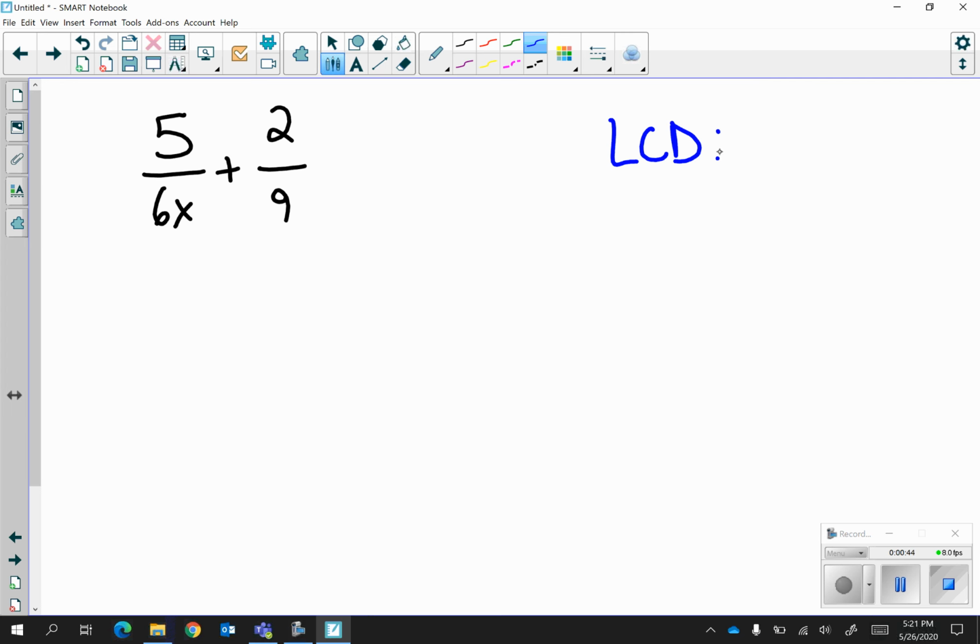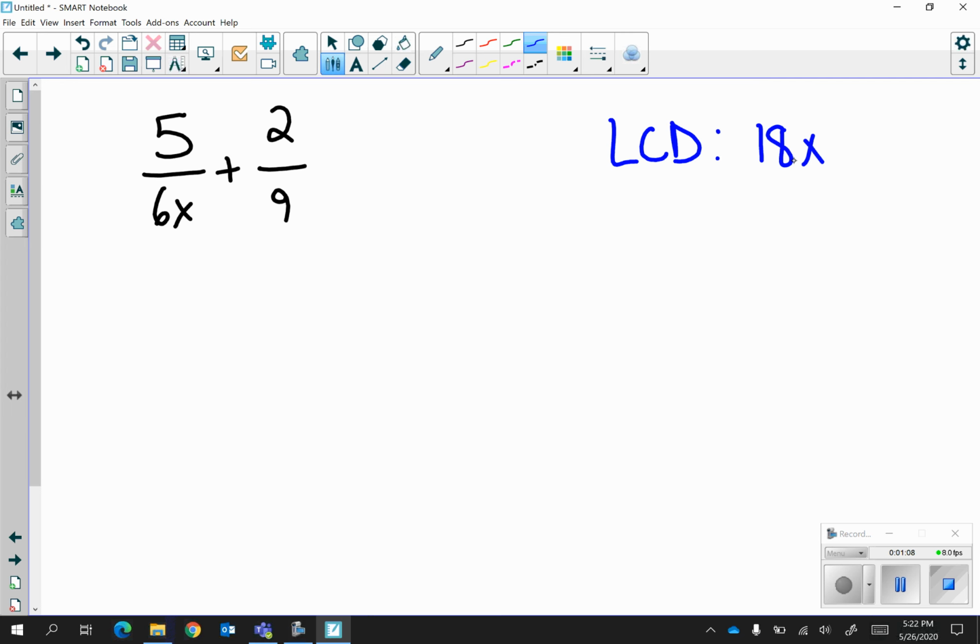Now, think about it. What does 6x and 9 both go into? If the x is throwing you off, just think about what 6 and 9 both go into, the smallest number. That would be 18. Now, because you have an x in one fraction, you need to have an x in your LCD.